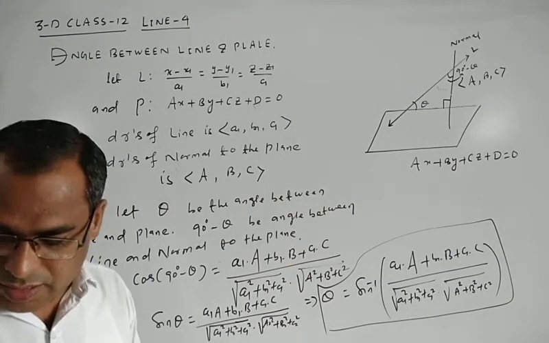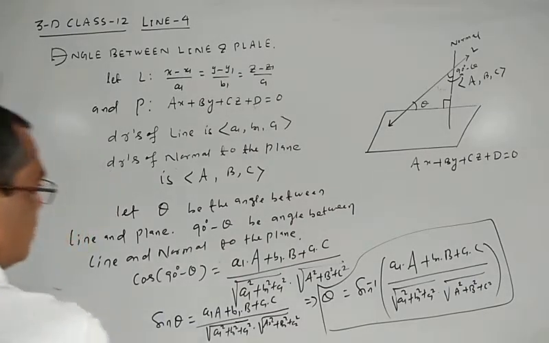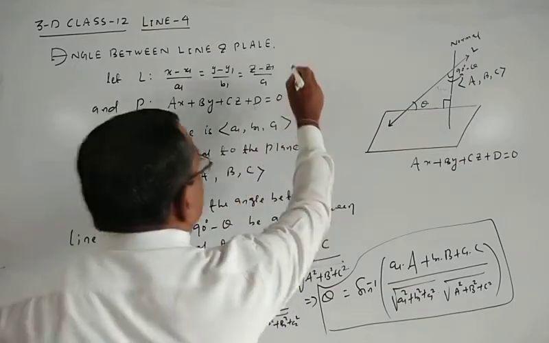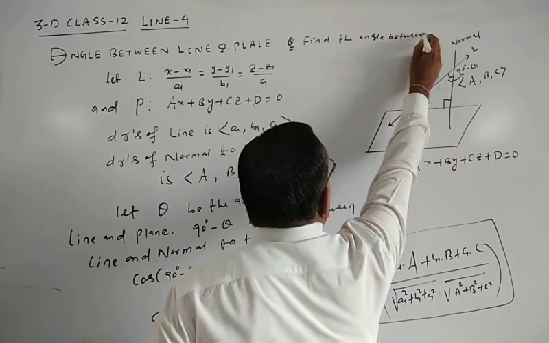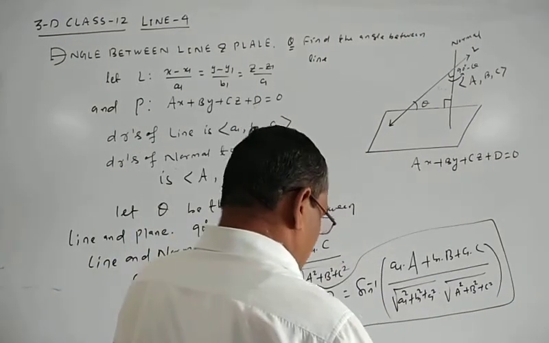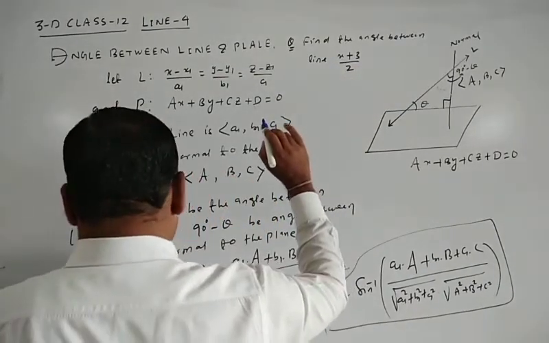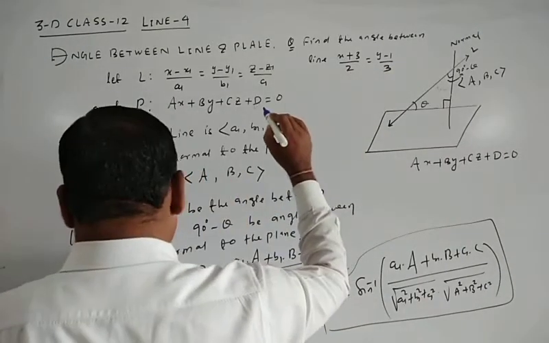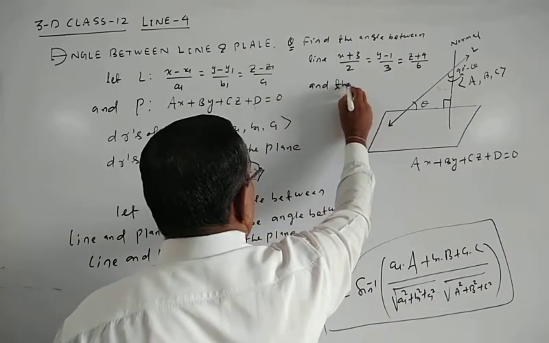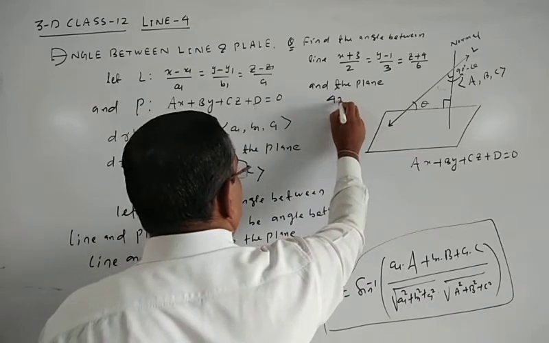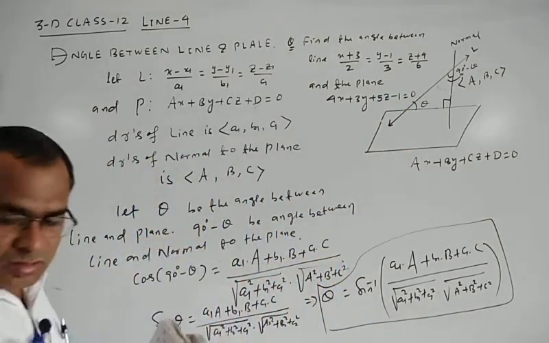For example, find the angle between the line (x plus 3) by 2 equal to (y minus 1) by 3 equal to (z plus 4) by 6 and the plane 4x plus 3y plus 5z minus 1 is equal to 0. Okay, so we find its angle.